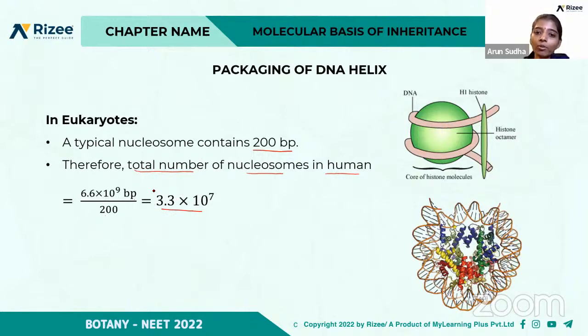Okay. So are you able to follow this calculation? That is, how are we calculating the length of the DNA, and how the total number of nucleosomes we are calculating. Are you clear with this part? Any doubts? So clear, right?